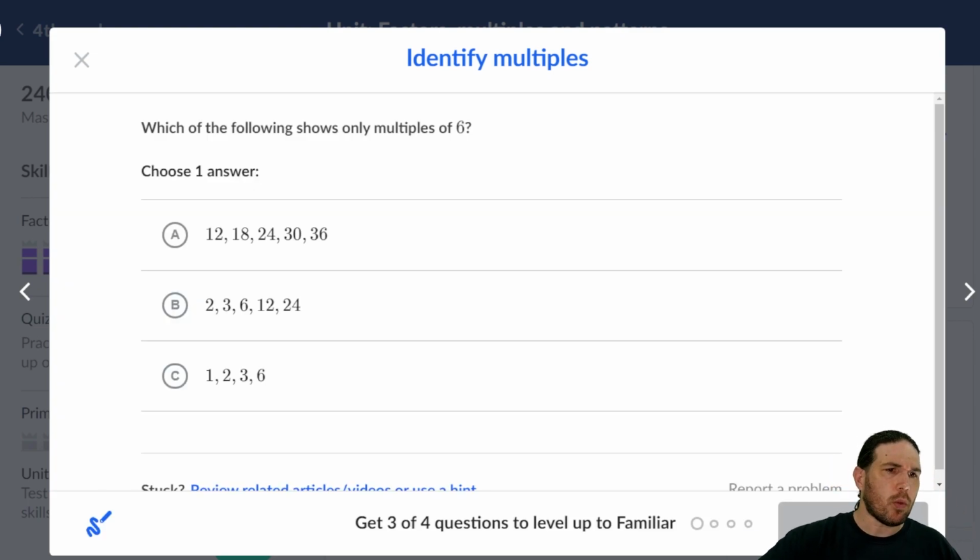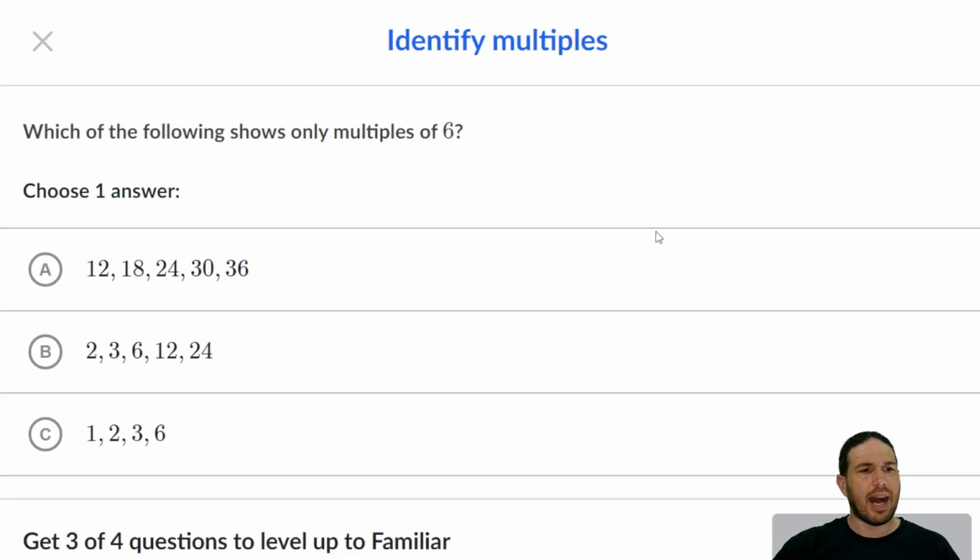Okay. Which of the following shows only multiples of six? So anything that you would get when counting up by sixes. But again, like I always do, I'm going to highlight one of the sort of subtle bits of vocabulary here, a subtle bit of sentence structure that can really lead to bad mistakes. And that is only multiples of six.